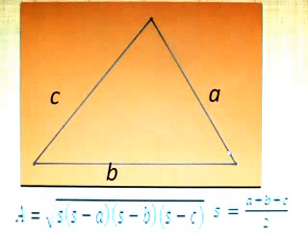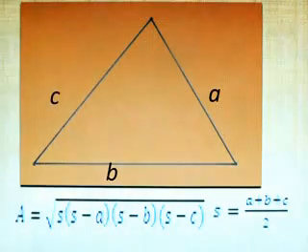Now, Heron was given credit for the development of this formula, but it was actually discovered much earlier by Archimedes. And much of Archimedes' work was lost and then rediscovered later. And Heron published this formula in his book Metrica, which was a collection of the math knowledge of the ancient world.